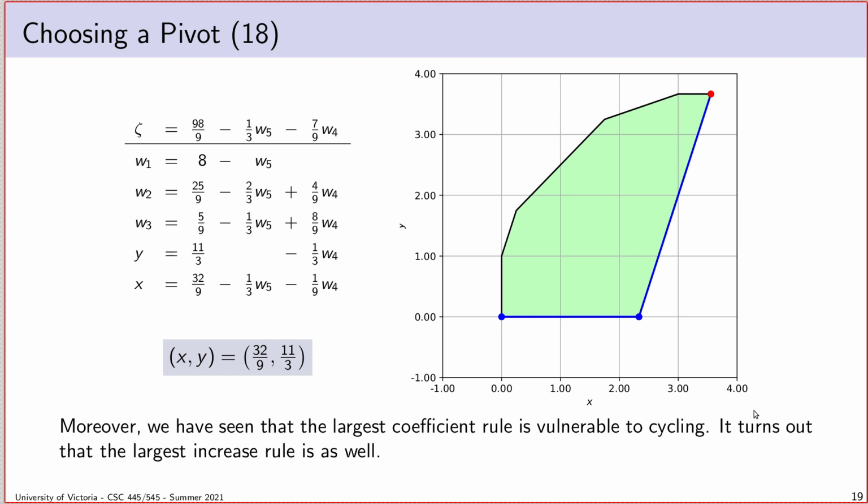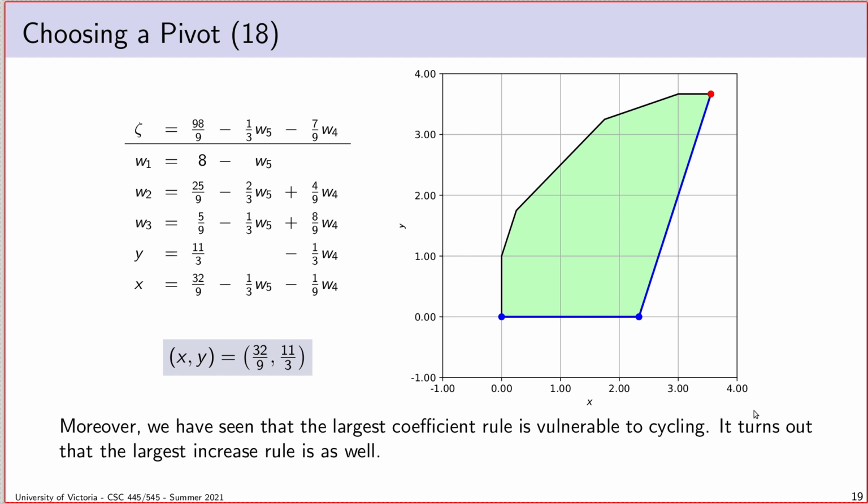We know that the largest coefficient rule is prone to cycling. We saw that in the last lecture. It turns out, despite the fact that maybe you'd think with the largest increase rule there's more insulation against cycling, unfortunately the largest increase rule can still result in cycling. So although it's nice to have choices, neither of those choices prevent cycling, which is the great enemy here.